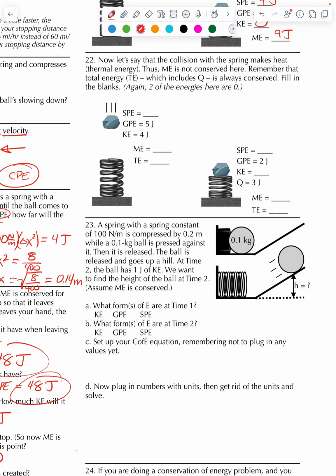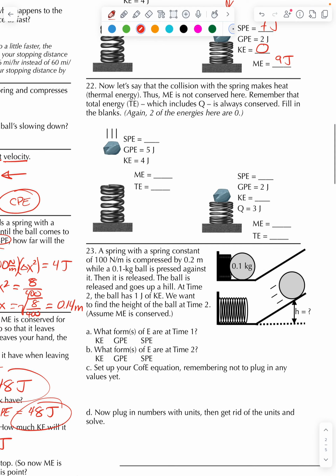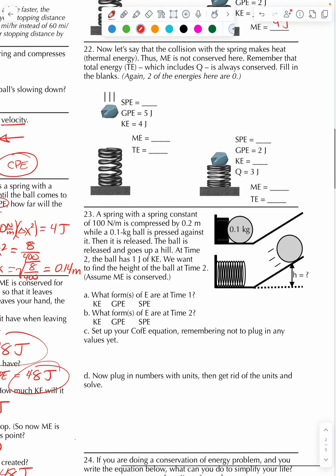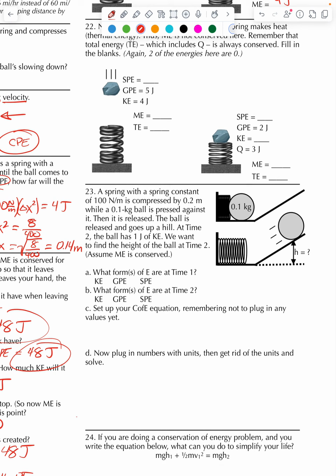Remember that the total energy, which includes any heat or sound energy or whatever, is always conserved. Mechanical energy isn't, but total energy will. Fill in the blanks. Okay. So in time 1, we still have some kinetic energy. It's still above the ground, so it still has GPE. There's still no SPE yet. We haven't compressed the spring.